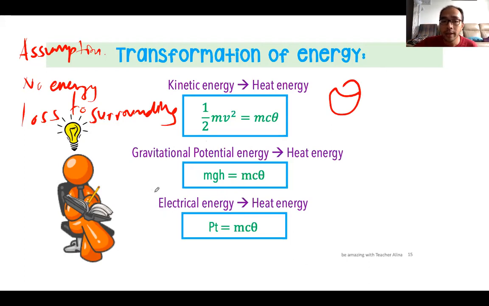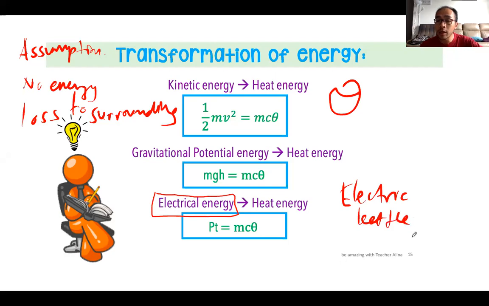Now something that is probably new and is specific for this section is electrical energy. Sometimes we provide electrical energy and we change it to heat energy, for example, an electric kettle. We turn on the electric kettle, so we provide electrical energy. But the point of the electric kettle is to heat up the water. So it changes electrical energy into heat energy.